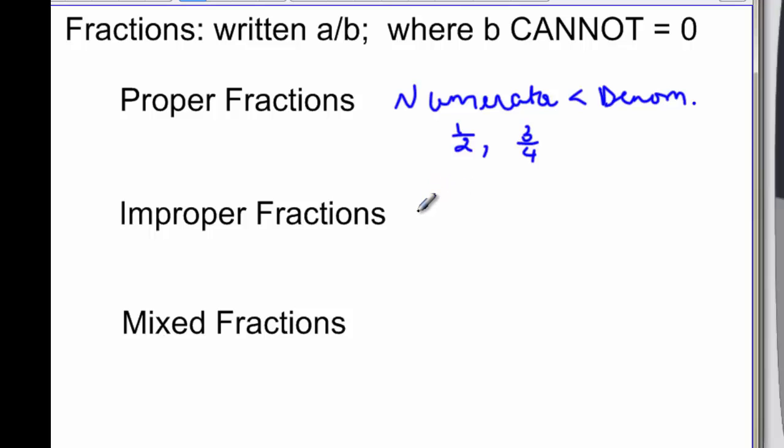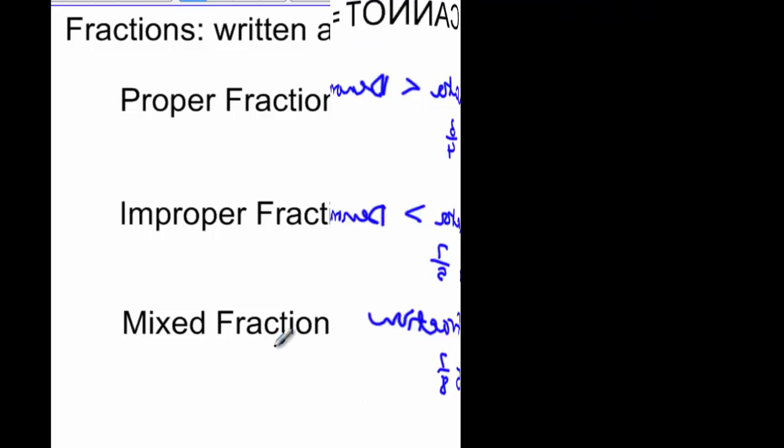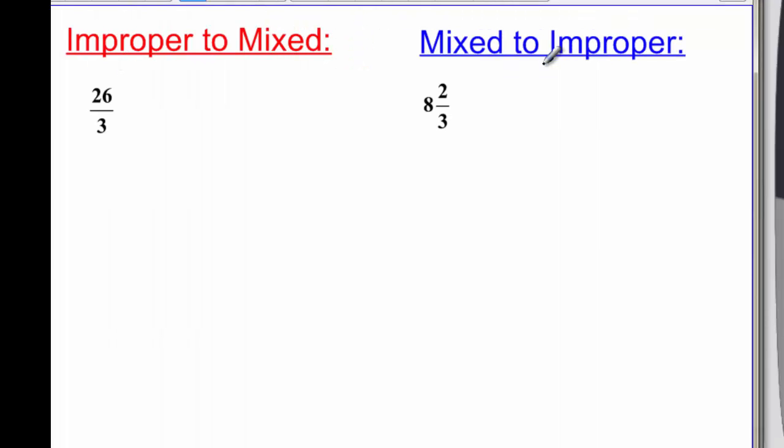An improper fraction is just the opposite, where the numerator is going to be greater than the denominator. So that would be something like 5/3 or 7/5. The top number is bigger than the bottom number. And then a mixed fraction is where you have a whole number and a fraction, usually a proper fraction. So it would be something like 1 and 1/2 or 5 and 7/8, something like that. So we can go from improper to mixed or mixed to improper.